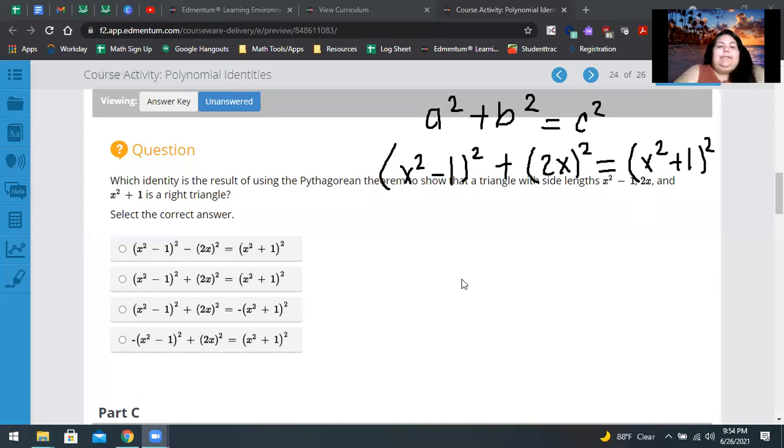So part B says, which identity is the result of using the Pythagorean theorem shown of the triangle with the side lengths of x squared minus 1, 2x, and x squared plus 1 is a right triangle? Technically, it's already written there for you, right? We plugged it in just straight into it. That's pretty much our first sign that we were coming up with in part A. So then we can go ahead. Please be very careful with the signs. That's my only hint on there for that question. Moving into part C.